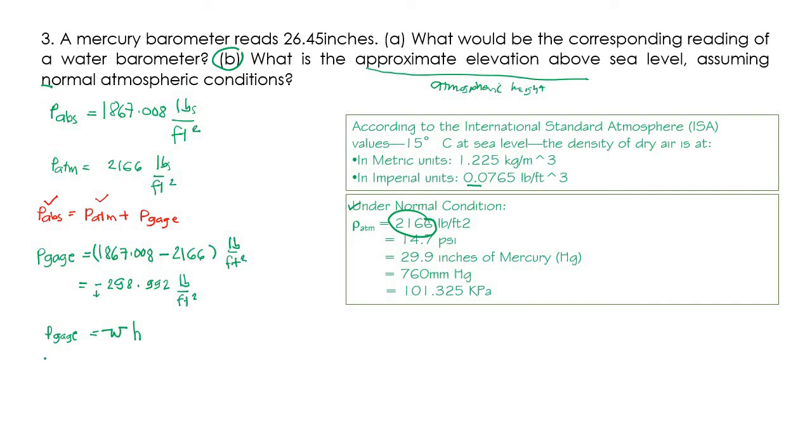So we substitute. The atmospheric height is equal to the gauge pressure, which is 298.992 pounds per feet squared, divided by the density of air, which is 0.0765 pounds per cubic feet. Pounds and pounds will cancel out. Feet, 3,908.392 feet. Answer.